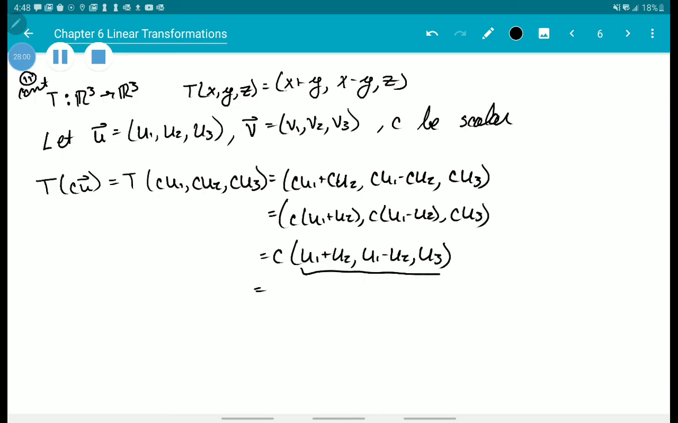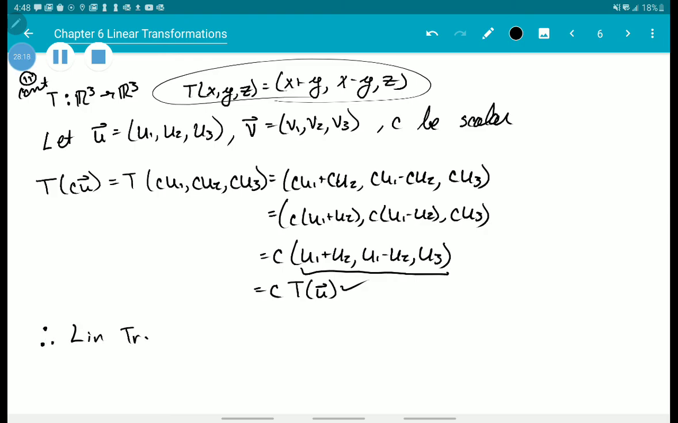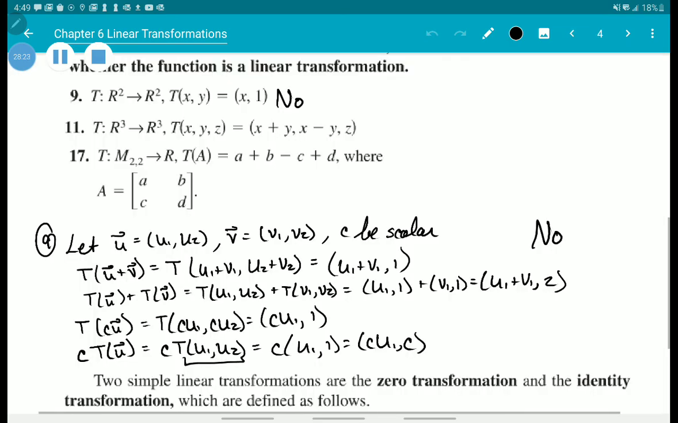So is this the transformation of U? And the answer is yes, that is, because it is the first component plus the second, first minus second, and third, which is exactly what the rule says. So we would say, yes, this guy is definitely a linear transformation. And then let's look at that last one, 17. We are going from matrix M22 to the reals. It's going to do that from matrix ABCD by adding A plus B minus C plus D.